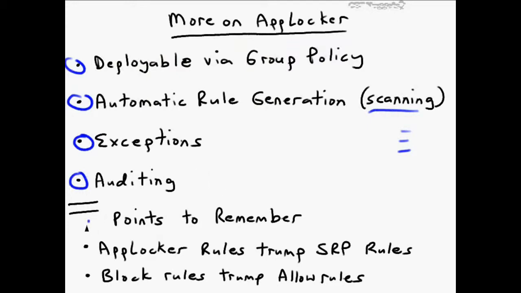Final points to remember, again an exam alert for you. AppLocker rules will always trump software restriction policy rules. So you want to be careful if you're in a mixed environment, Windows XP and down-level client operating systems, where you're using both software restriction and AppLocker. Probably want to migrate, keep those rules in separate GPOs, and target the GPOs to your client operating systems specifically. Also, block rules trump allow rules. That's standard firewall behavior. If you have two conflicting rules, one blocks, one allows, you're going to find that blocking takes precedence.